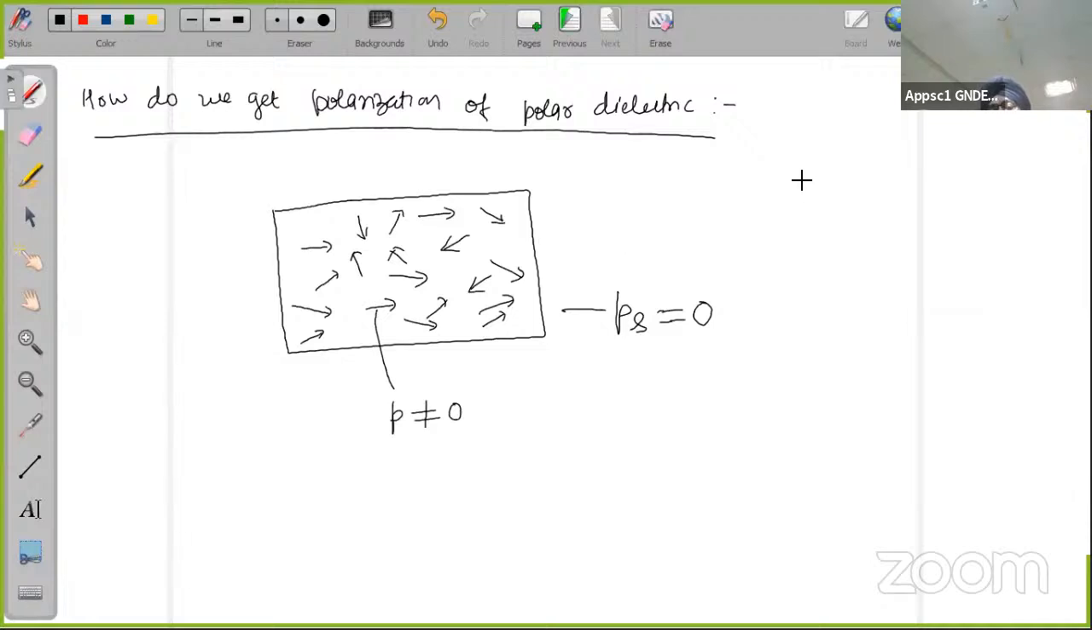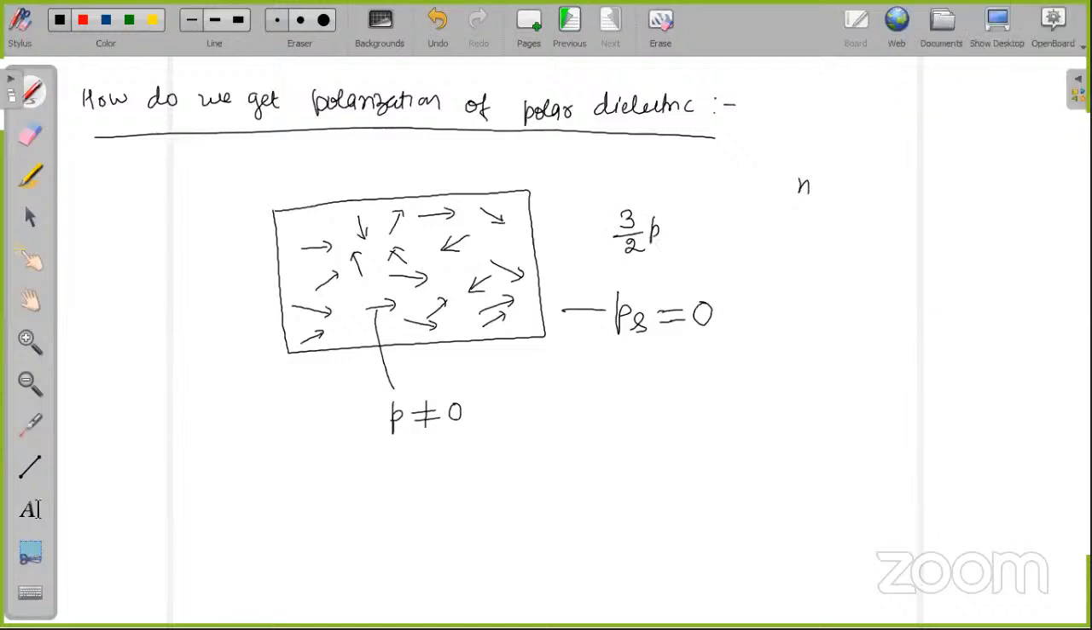Look at this. These are randomly oriented. Why are these randomly oriented? Because all of these molecules possess thermal kinetic energy.